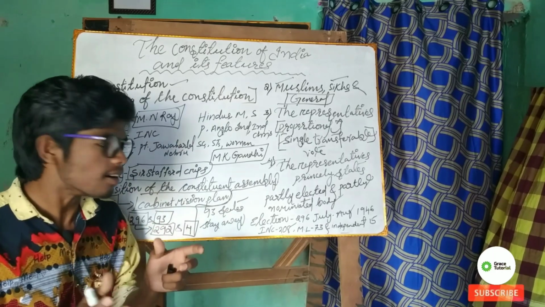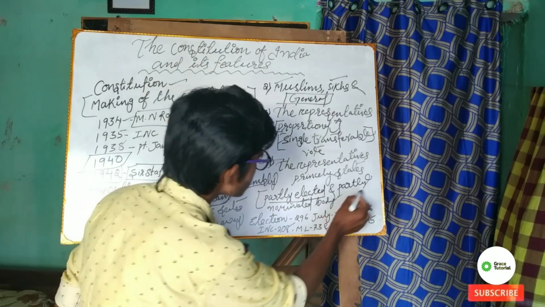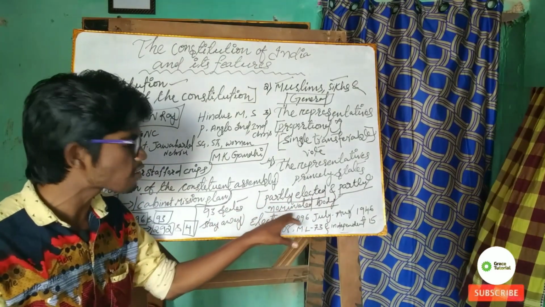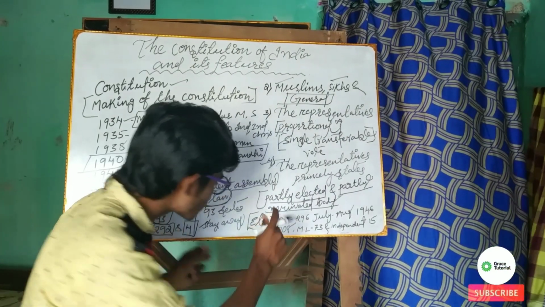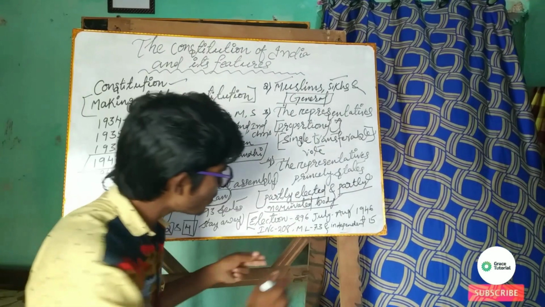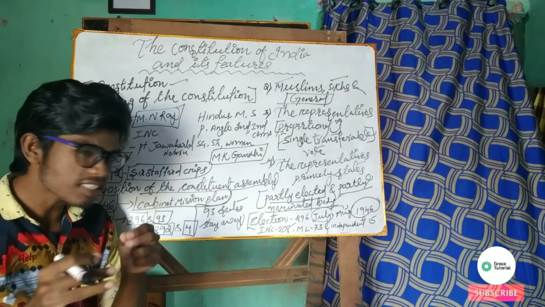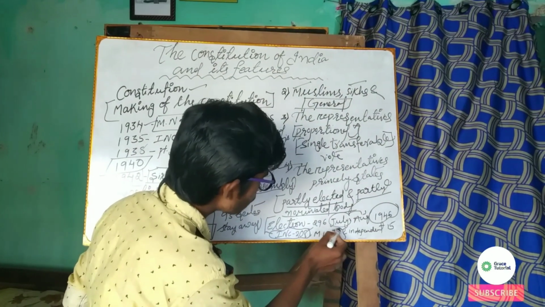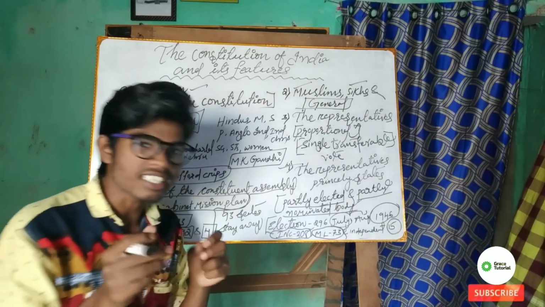Finally, it is very clear that the Constituent Assembly comprised both a partly elected body as well as a partly nominated body. For the 296 seats, the elections were held between July and August in 1946. As a result, the Indian National Congress won 208 seats, the Muslim League won 73 seats, and other small and independent groups won 15 seats.